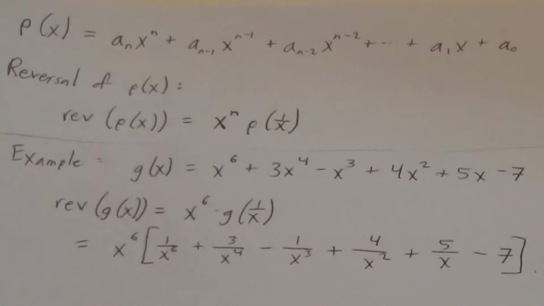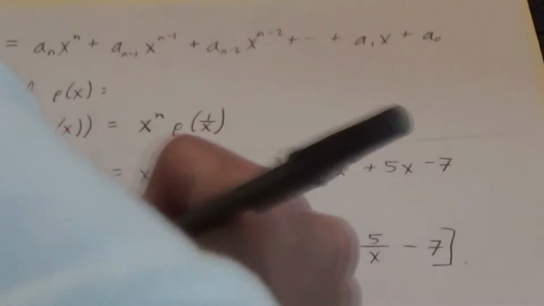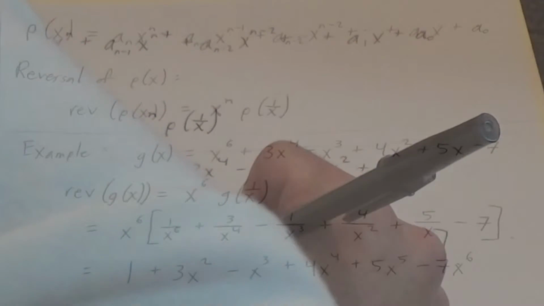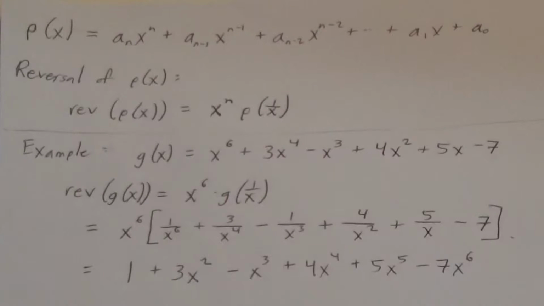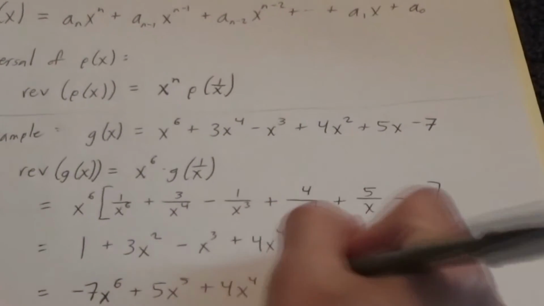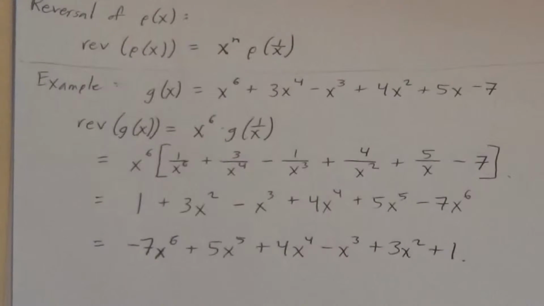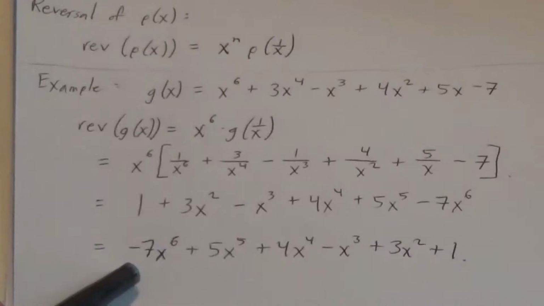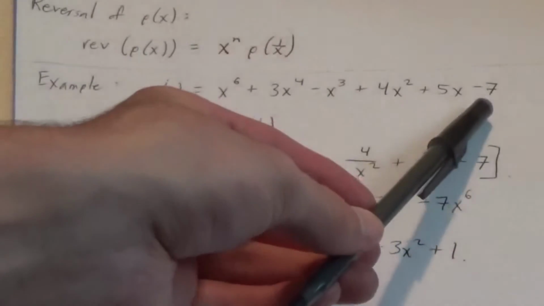And now, after that, we can distribute x to the sixth to each term, getting this result right here. And we can rewrite them in order of decreasing degree. We could also rewrite this as this result right here. And what you'll notice about it is that basically all we really did was reverse the order of the coefficients of g of x. So, negative 7x to the sixth comes from this constant, negative 7, in the original polynomial.